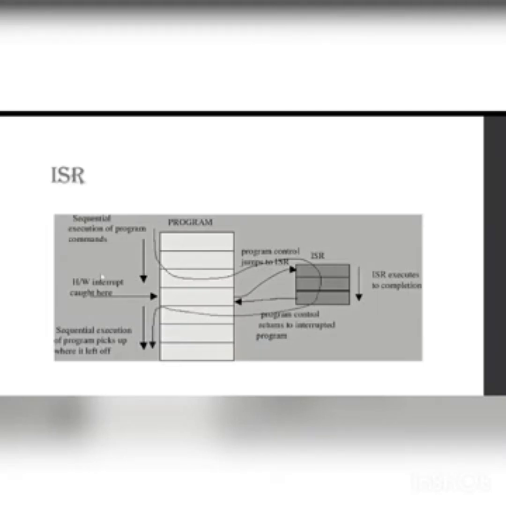So let's see here. This is a sequential execution of program commands. Whenever the interrupt comes in between, the program control jumps to the ISR. The ISR executes to completion and then control comes back to the point where it was interrupted. Then it will execute in sequential manner.